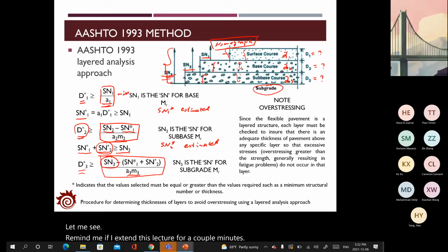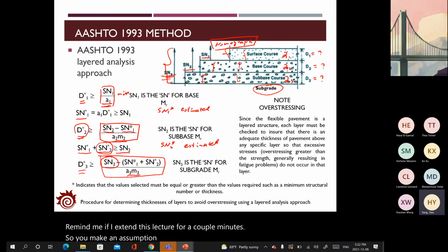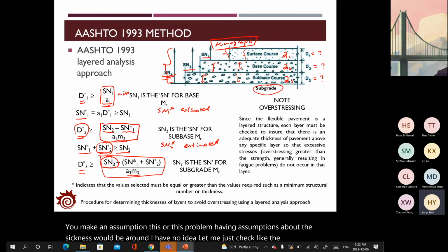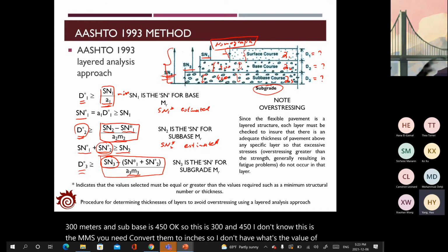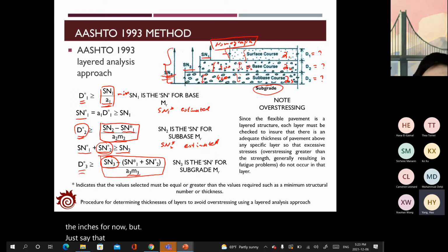Okay, so you make an assumption like this. This problem has assumptions about the thickness, which will be around, I have no idea, let me just check. Say the base course is 300 millimeters and the subbase is 450. Okay, so this is 300 and 450. This is in millimeters, so you need to convert them to inches. I don't have the value in inches for now, but just say the thicknesses are D2 and D3. These are given. You know the values, right?